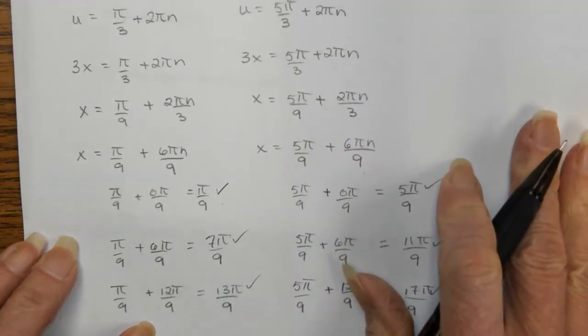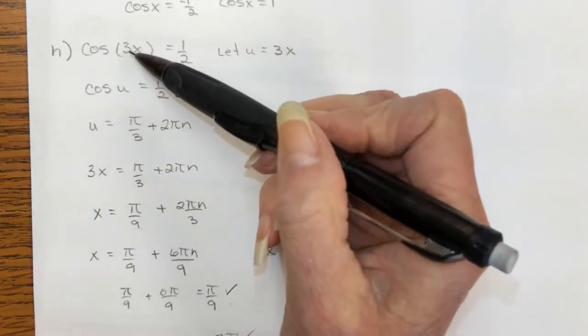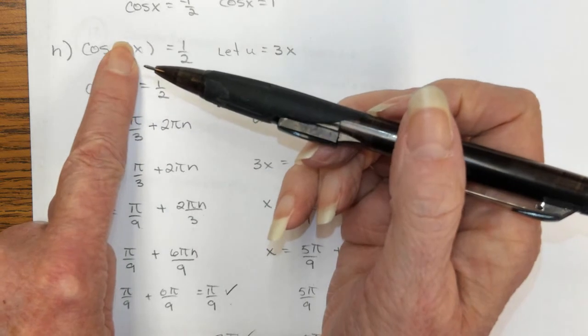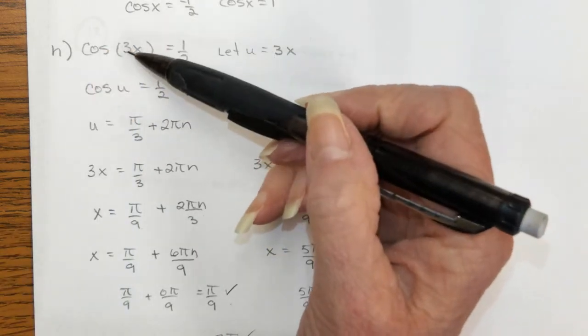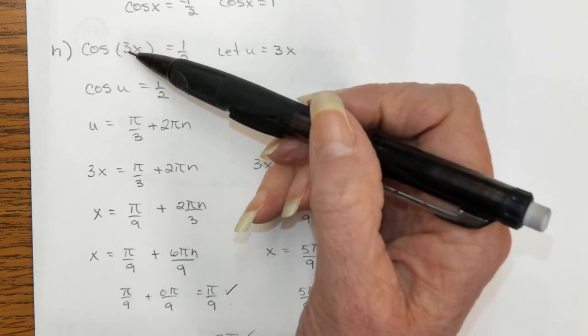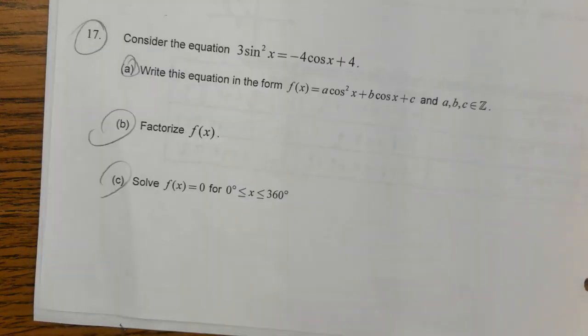And I knew I should get 6 solutions because I get 2 solutions on an interval of 0 to 2 pi with just a plain cosine x. But now I'm going to have 3 cycles of cosine on that interval. So I'm going to get 3 times 2, or 6 solutions. All right, let's move on. Let's move on to I.